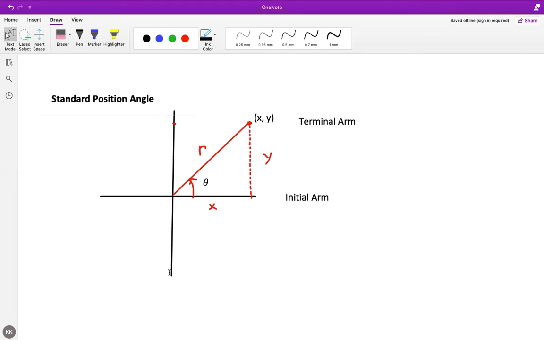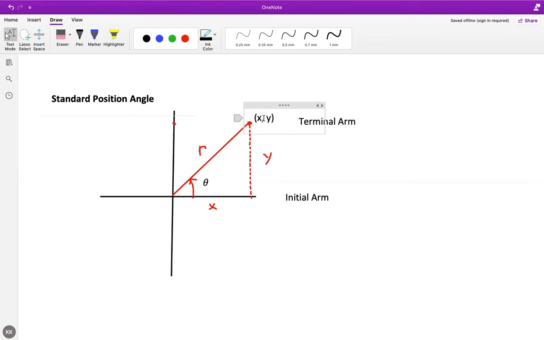Before talking about why sometimes we get negative values of trig ratios, we need to refer to this diagram. This diagram shows you the position of a standard position angle. For a standard position angle, we start rotating from the positive x-axis, and it stops at the terminal arm. The terminal arm signals that the angle stops rotating at this position. This point, we just call x and y. It's just a random value.